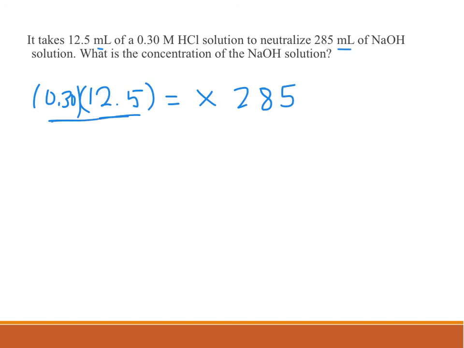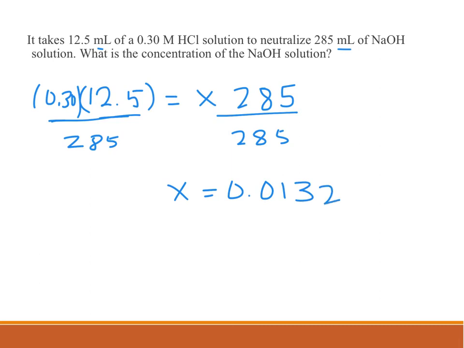Again, multiply on this side, divide by 285, just basic math, and we get an answer of 0.0132 molar for our sodium hydroxide. Actually, we just have two significant figures here, so 0.013 molar would be a better representation.